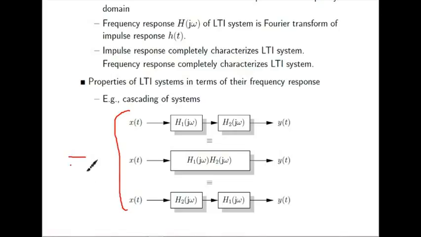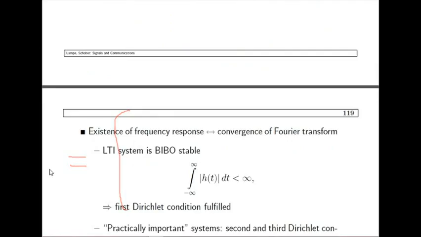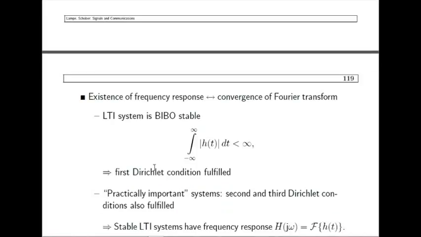The existence of the frequency response also brings out the convergence property. An LTI system is BIBO stable, we know that, so it fulfills the first Dirichlet condition. Practically, systems also fulfill the second and third Dirichlet conditions, which is something to just memorize. Now let's see some examples related to this.